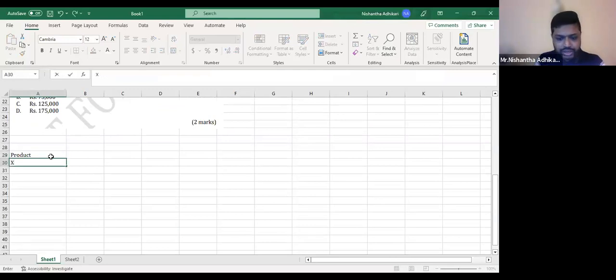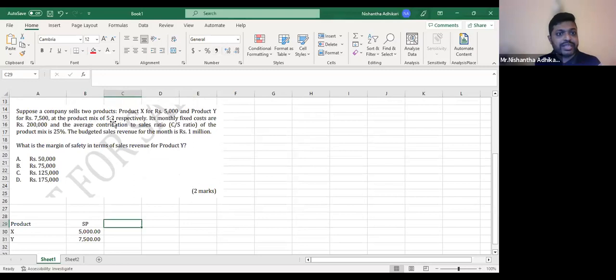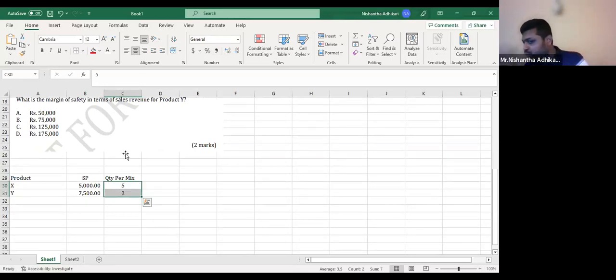There are two products, X and Y. Selling price, I will put SP: 5,000 for X, 7,500 for Y. This is the selling price, right, guys? Then quantity per mix. It is mentioned the product mix is 5:2. When you sell 5 units of X, you will sell 2 units of Y. That is the fixed product combination, the product mix. When we are going to find out break-even point or margin of safety in a multiple product environment, you will assume a fixed product mix.